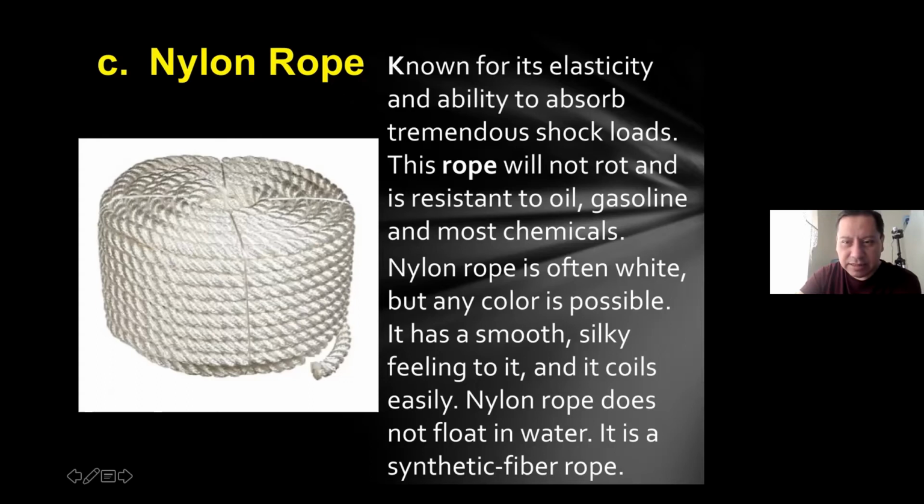C, nylon rope. This is known for its elasticity and ability to absorb tremendous shock loads. What kind of rope is this? This is a laid rope, you see, but it's made out of nylon. That's the material, nylon. Nylon rope is often white, but any color is possible. It has a smooth, silky feeling to it, and it coils easily. Nylon rope does not float in water. It is a synthetic fiber rope.